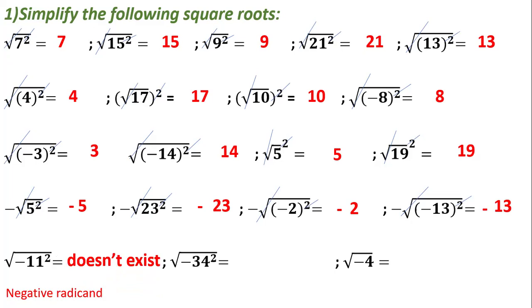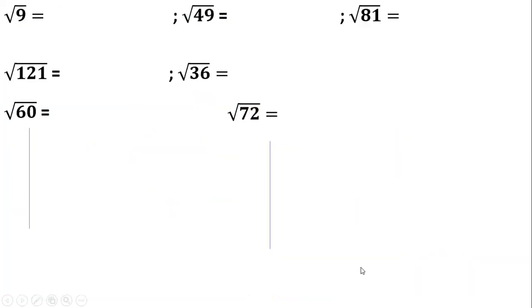The same example, radical minus 34 squared. So there is a big difference between this writing and this writing. This one, since I have parentheses, is considered all as a base with the minus. Here, the base is 34. The square has nothing to do with the minus, so I will have a negative radicand, and a negative radicand does not exist. Radical negative 4. Negative 4 is a negative radicand, also it does not exist.